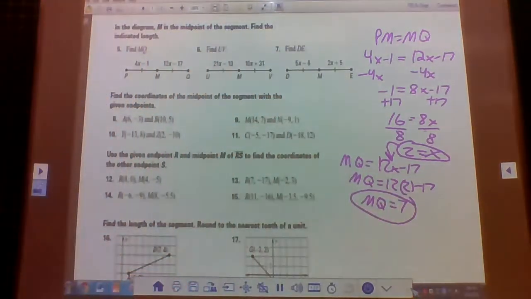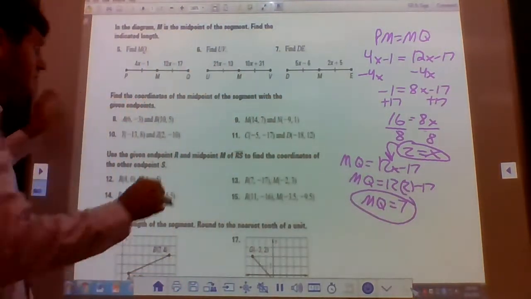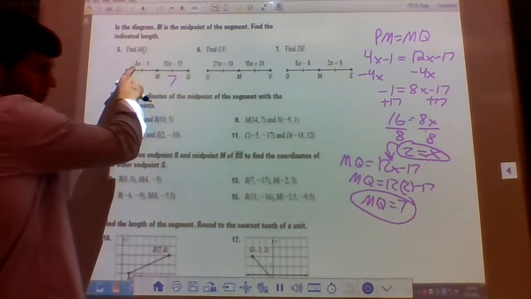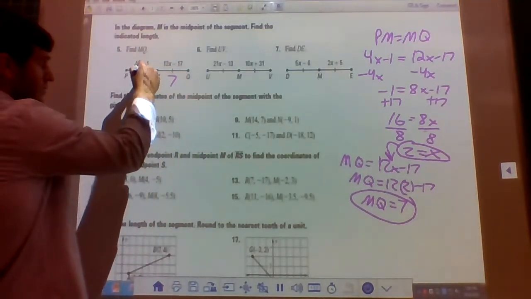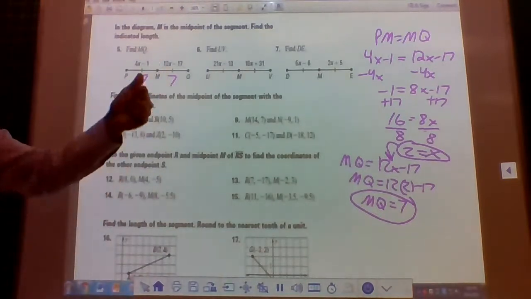If we want to check our answer to make sure we're right, we can plug it into the other one. 4 times 2 is 8. 8 minus 1 is 7. So 7 and 7, we're good.